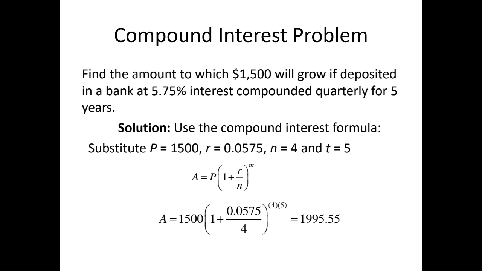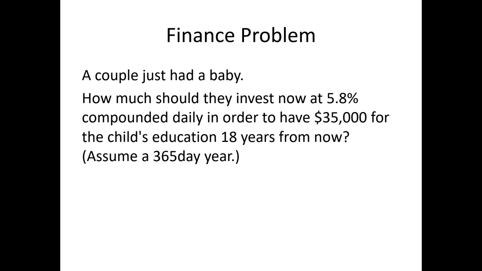So let's have another example. A couple just had a baby, and how much should they invest now at 5.8% compounded daily in order to have 35,000 for the child's education 18 years from now? Assume 365 days per year. And that's important because some banks will say that there are 360 days instead of 365, so you just have to see if they're going by 365 or 360.